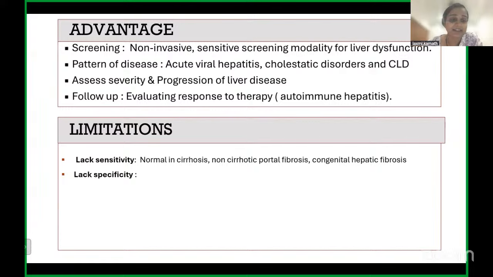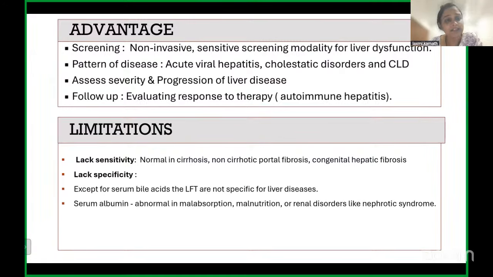So what are the limitations? It lacks sensitivity. It lacks specificity, like I told. Sometimes even in a cirrhotic patient, we can get a normal LFT, where the clinical correlation may not be there. Or sometimes in conditions like hepatic fibrosis, where the entire liver cells are replaced with fibrosed material, but still a small amount of liver is enough to compensate for all the functioning. So that's how it can have a normal LFT also.